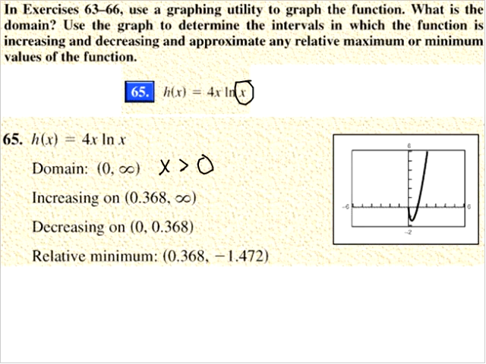And then you're going to use the trace feature on your calculator, or you just scroll with the arrows right off the bat. We know that from 0 to this point right down here, which is about 0.368, your graph is decreasing, it's going down. And then from 0.368 to infinity, because we don't know what number it actually stops at, your graph will be increasing. And obviously the lowest point on your graph is a minimum, and that occurs at approximately (0.368, -1.5).